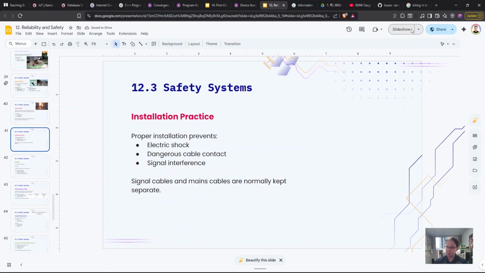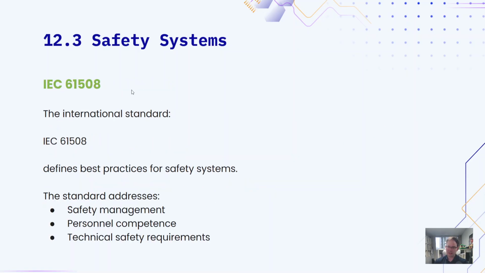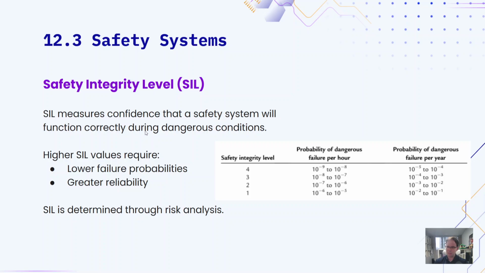Okay, installation practice. Proper installation prevents electric shock, dangerous cable contact, and signal interference. Signal cables and main cables are normally kept separate. Yeah, please keep those separate. Here is the standard for this. IEC 61508 defines best practices for safety systems. I did link that previously, I believe. The standard addresses safety management, personnel competence, and technical safety requirements.